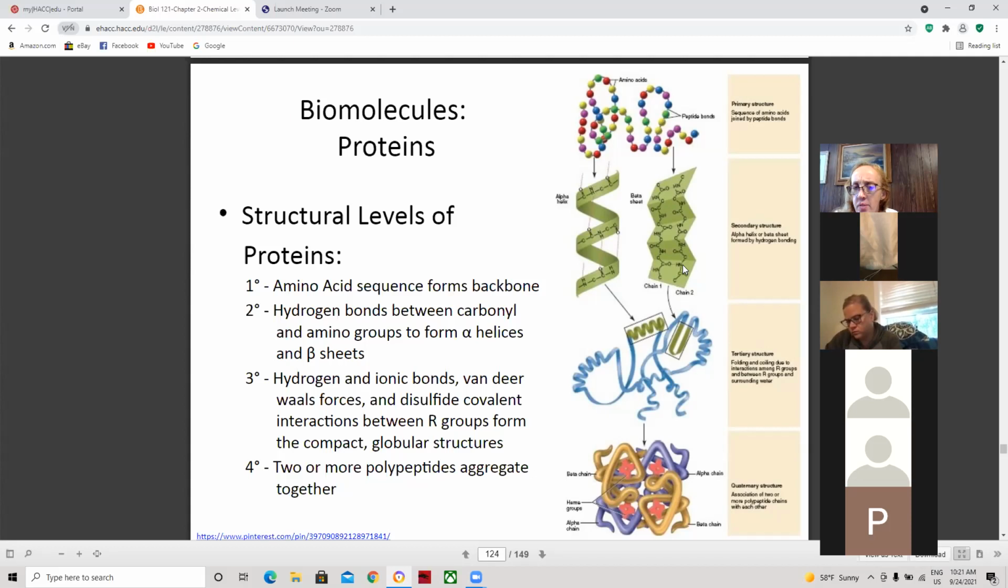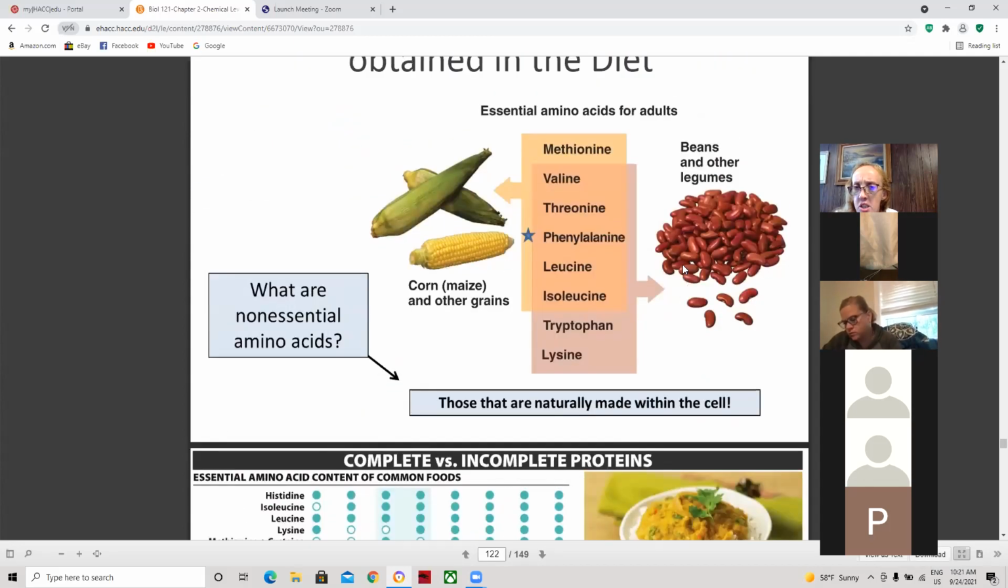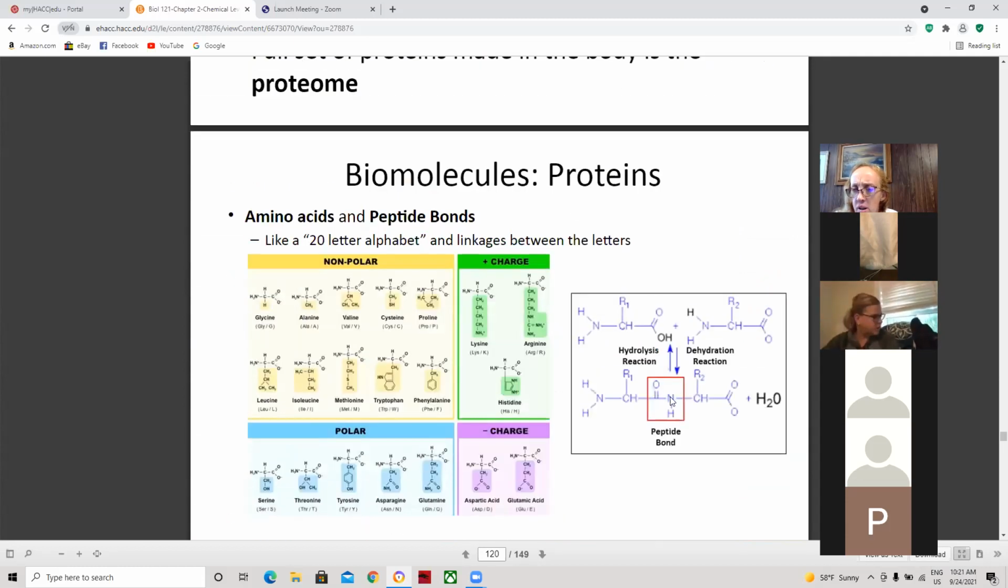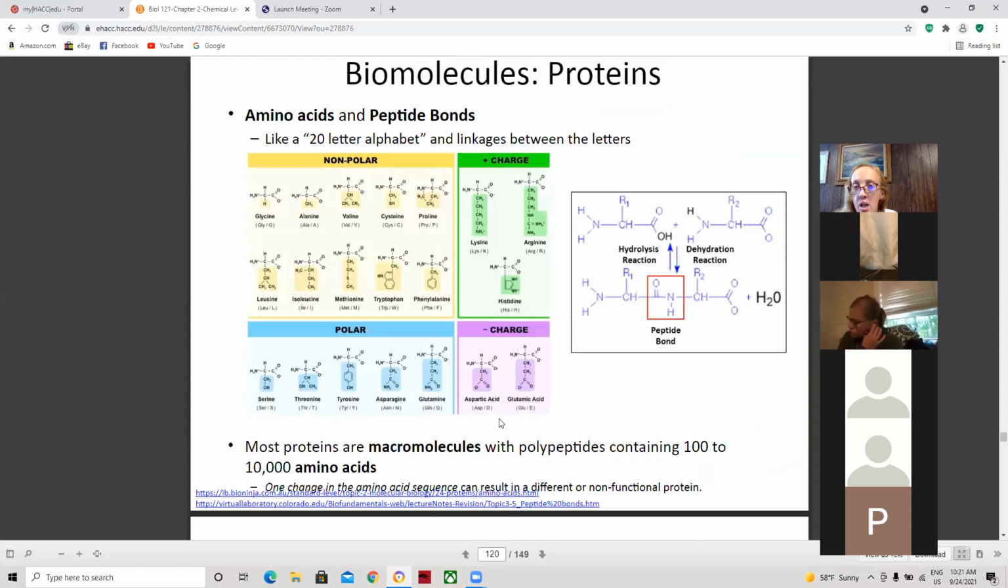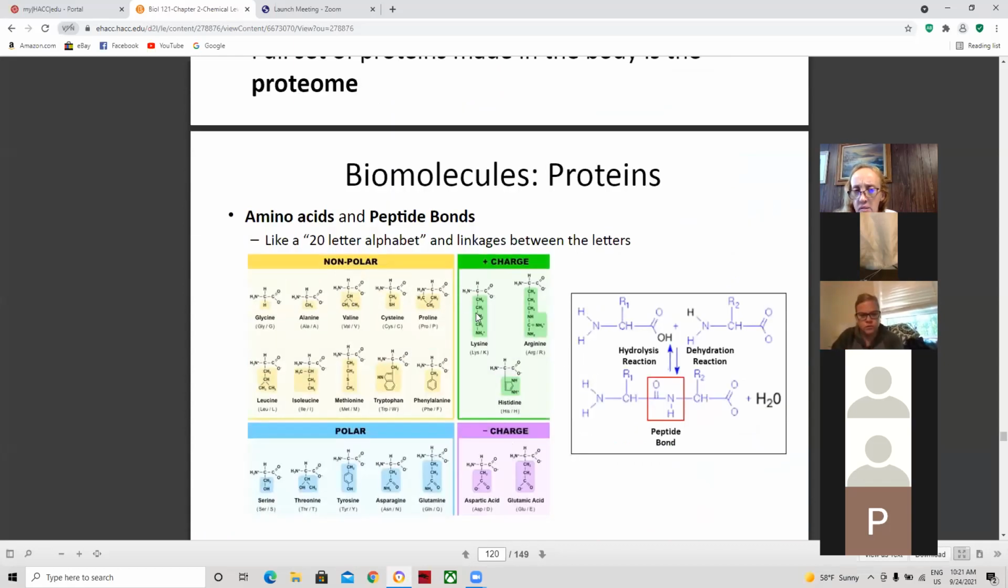So between the carbonyl and amino groups of the peptide bonds, right here, carbonyl and amino groups. The third structure, the tertiary structure, is hydrogen bonds and ionic bonds and covalent interactions between the R groups. So remember, the R groups are everything highlighted here. The basic structure of any amino acid is this right here. The R group is anything else.